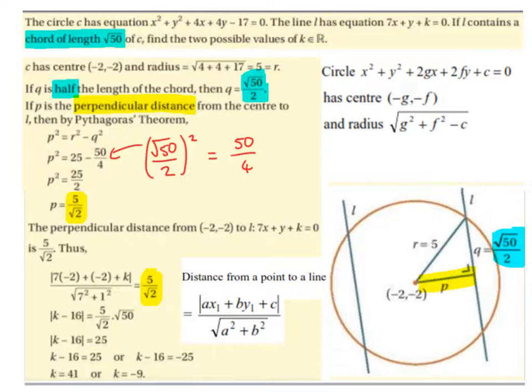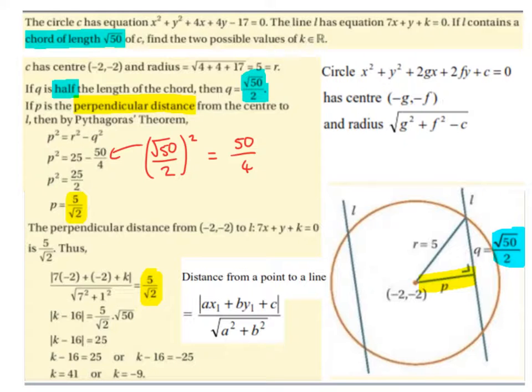Next we have to get the radius of the circle. So we're going to use the square root of g squared plus f squared minus c formula. So g is minus 2, squared is 4. f is minus 2, squared is 4. And we have minus c, so you get minus 17, which is plus 17. So the square root of 4 plus 4 plus 17 is the square root of 25, which is 5. So 5 is the radius.